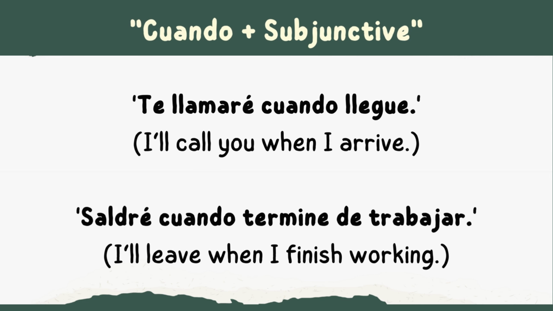Next, cuando. Use cuando with the subjunctive to talk about future events that are not certain yet. For example, te llamaré cuando llegue. I'll call you when I arrive. Saldré cuando termine de trabajar. I'll leave when I finish working. These sentences refer to actions that will happen in the future, but the exact time is not certain.